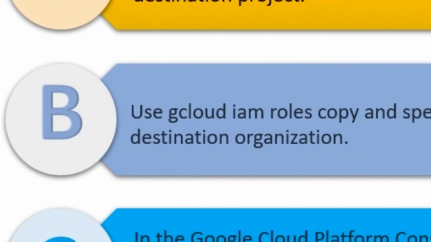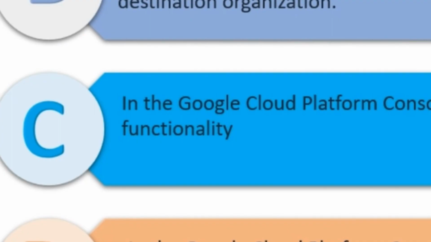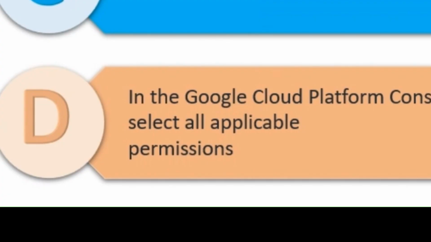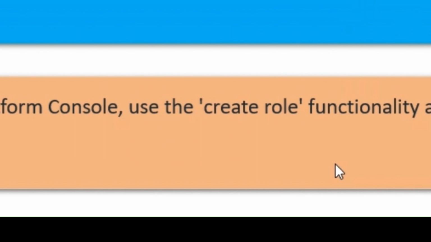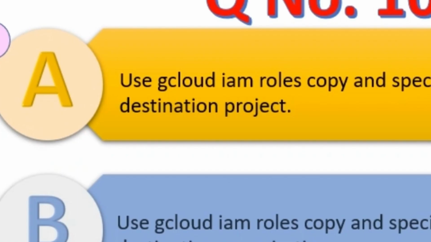B, use gcloud iam roles copy and specify your organization as the destination organization. C, in the Google Cloud Platform console, use the create role from role functionality. Option D, in the Google Cloud Platform console, use the create role functionality and select all applicable permissions. Option A is the correct answer.